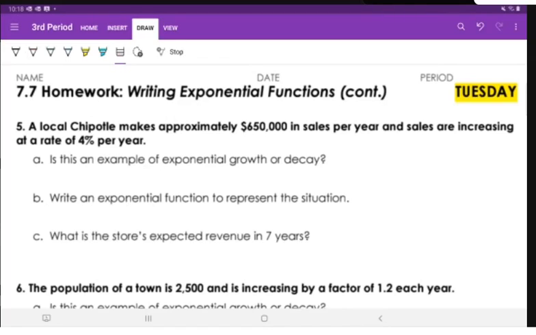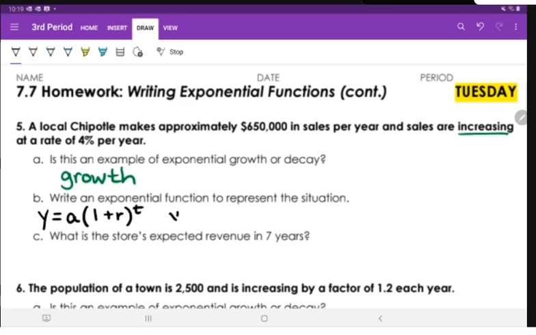In number 5, we've got a Chipotle restaurant making 650 grand every year, and their sales are increasing at a rate of 4%. So for part A, we're looking for a keyword. Anybody see the keyword? Increasing, which tells us this is a growth or a decay model. Perfect. Since this is growth, we're going to be using a y equals a times 1 plus r type formula. So let's find a and r.